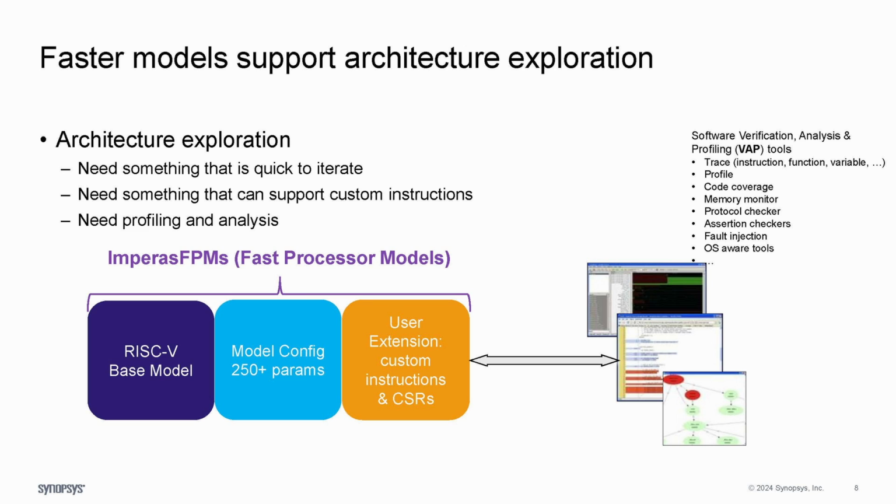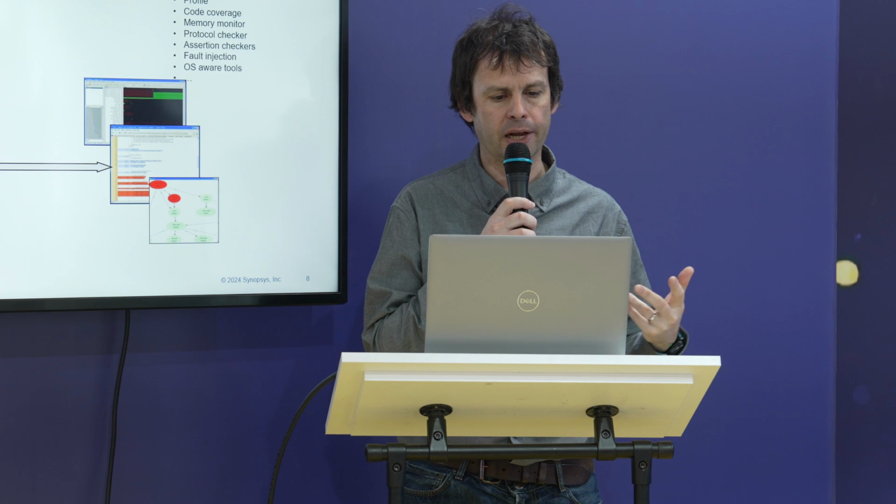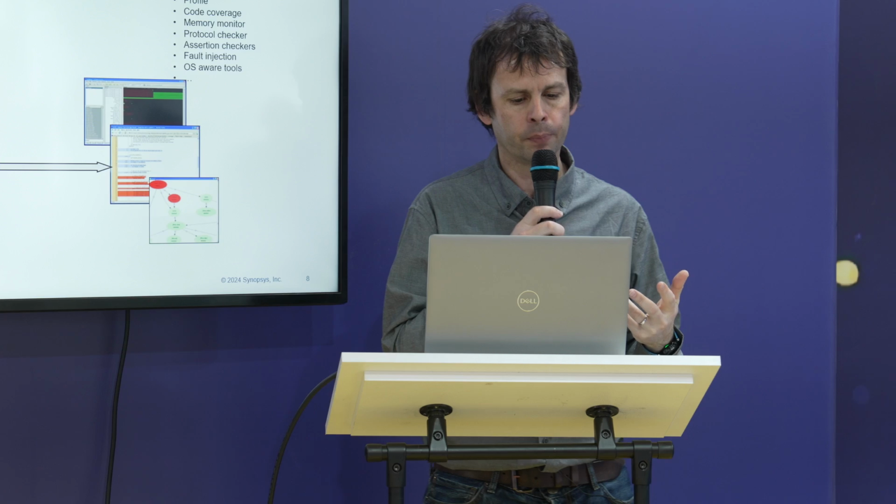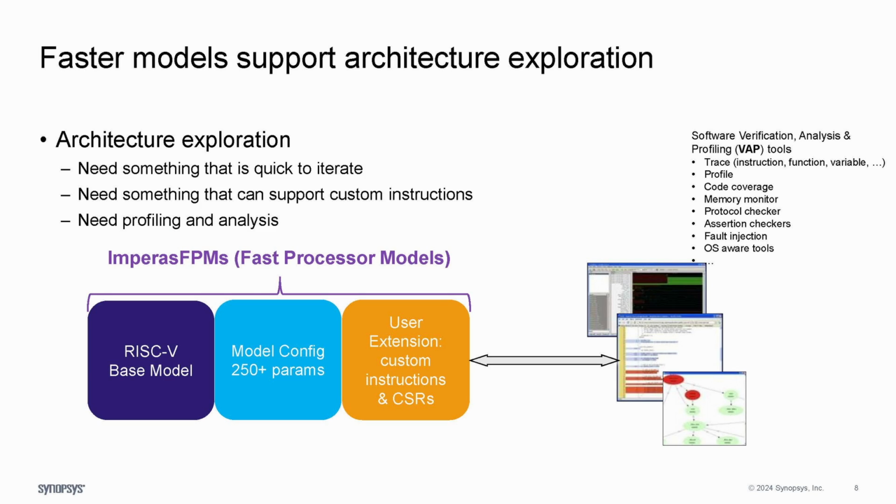The next side of it is architecture exploration. We all know that RISC-V brings that freedom to innovate. You can add your customizations, you can add custom extensions, you can select from the standard extensions that are available. But if you're going to do that, you need to be able to iterate quickly. So you need to be able to change your design, look for performance improvements, and iterate on a quick basis.